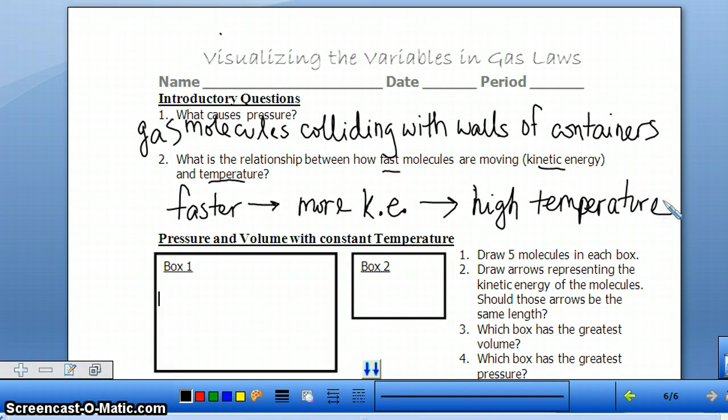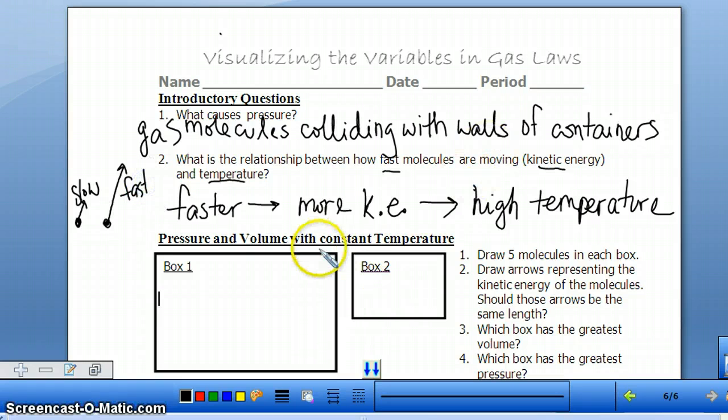And in this assignment, when you want a molecule that's at low temperature or moving slow, you're going to draw it with a short arrow. So that's slow. If you want to represent a particle at a faster speed or a higher temperature, you just draw the arrow longer.